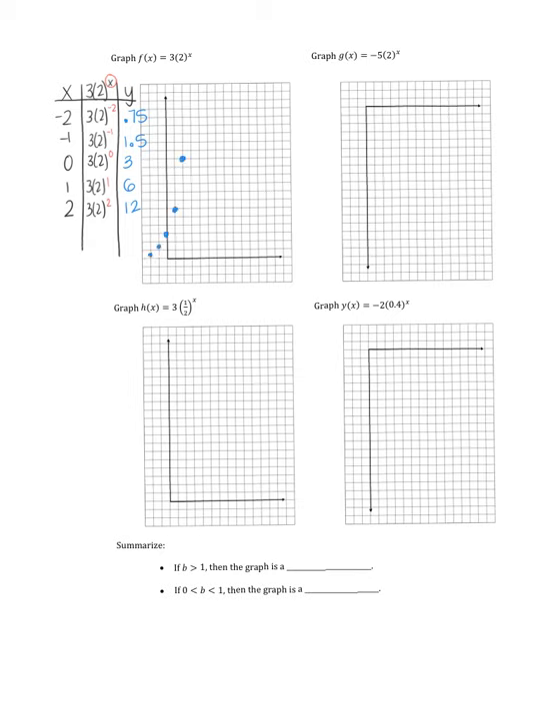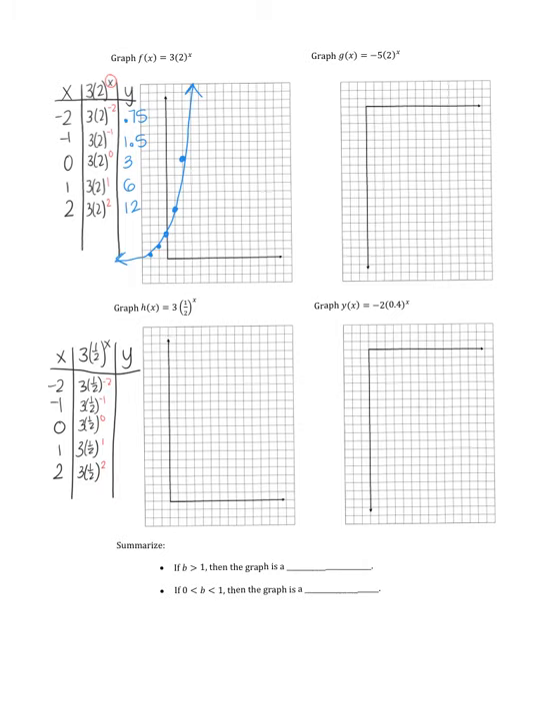Plotting my dots, I get this. And I will go ahead and connect them through. And this would be my graph. Let's look at this one next. I'm going to make a t-table. I plugged in my numbers.